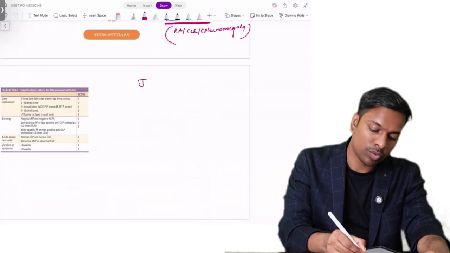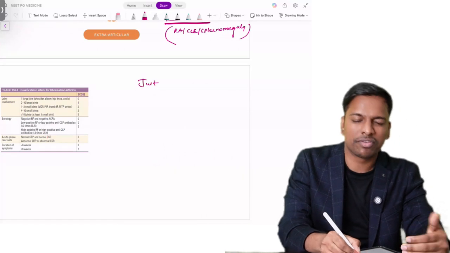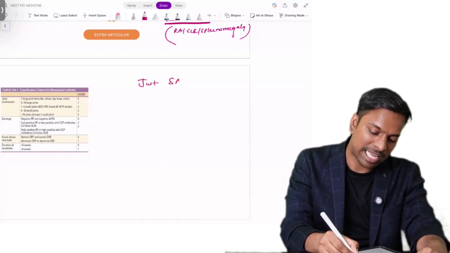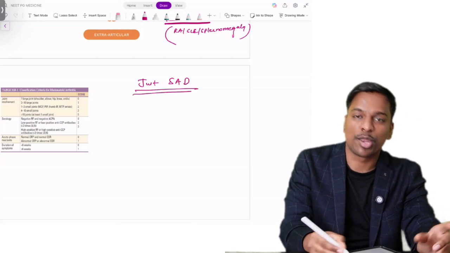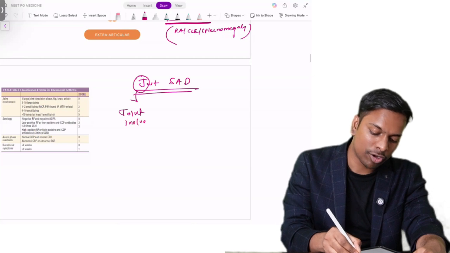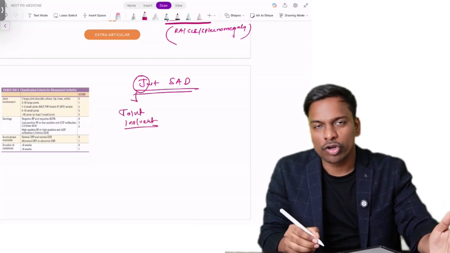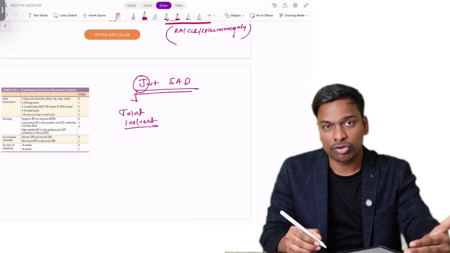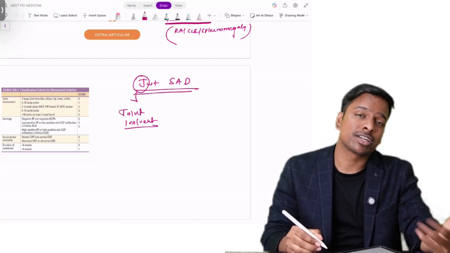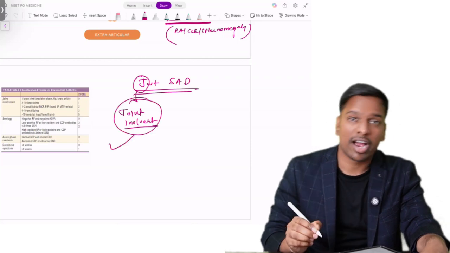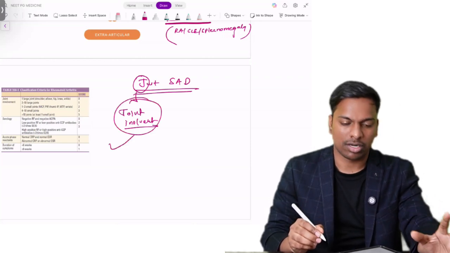So whenever you get an OSCE or a rheumatology case in your vivas, you are just SAD. Okay, so JUST SAD is the mnemonic. J is for the joint involvement. How many joints are involved? Depending on that, if one joint is involved, then zero. If multiple large joints are involved, then the score is one. If more than 10 large joints are involved, then the score is five. So remember, joint involvement has the highest score for rheumatoid arthritis.